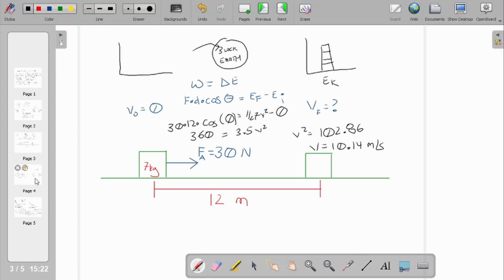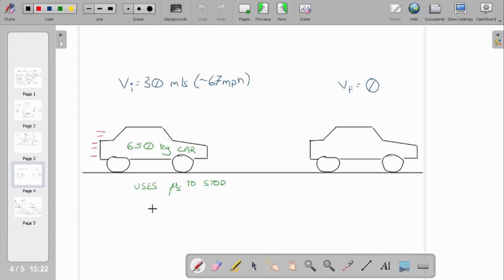One to try on your own. Talk about a stopping car again. You're driving down the highway at 30 meters per second, which is about 67 miles per hour, and you need to stop, slam on the brakes. Maybe you spot a red light, maybe you spot a cop up ahead, or an accident. Regardless of what you need to do, you need to stop. So you slam on the brakes, you take your foot off the gas, you continue traveling forward as you step on the brakes. What I want to know is how far do you travel before you stop?